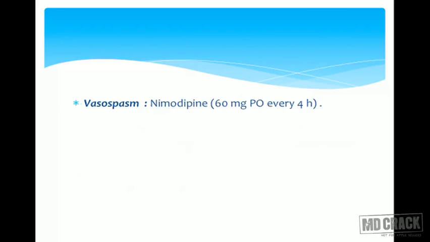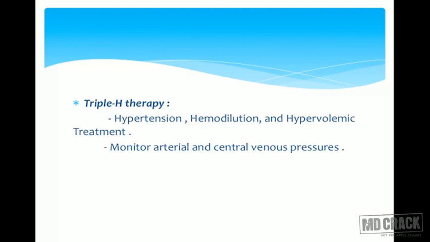As I told you, vasospasm is again a dangerous complication, and the beautiful drug we have in the form of nimodipine, we need to give 60 mg four times a day, will take care of vasospasm. Next, we can say an old type of therapy, that is triple H therapy. Triple H, 3H, indicates hypertension, hemodilution, and hypervolemic treatment. Hypertension, as we have a logic that if there is decreased pressure in that specific artery, that artery will give rise to infarct.